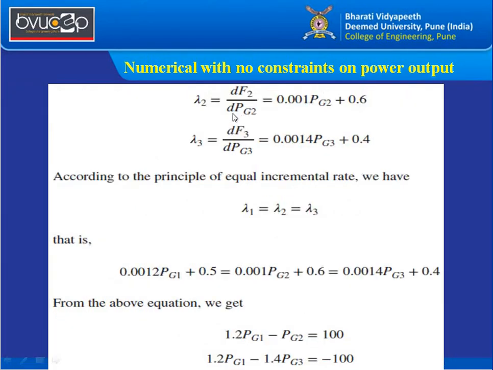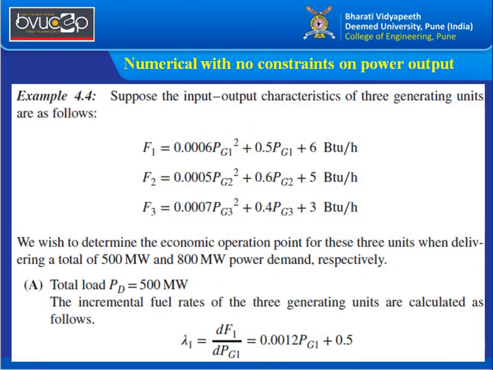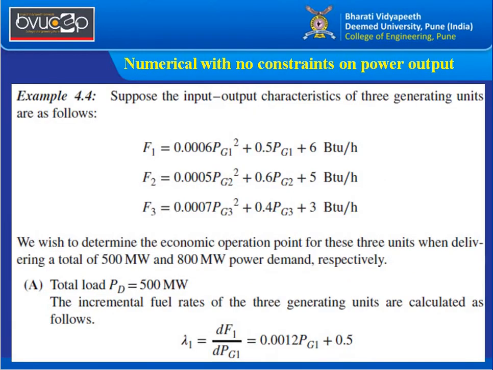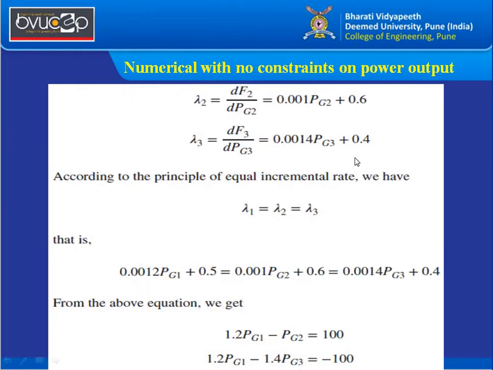Similarly, for the second generator, the incremental multiplier lambda 2 will be equal to df2 by dpg2, so it becomes the derivative of 0.0005 pg2 square plus 0.6 pg2. This term is constant, so its derivative will be 0, so it will be 0.001 pg2 plus 0.6. Similarly for lambda 3, it will be 0.0014 pg3 plus 0.4. Now as we have studied in the equal incremental rate, we have to equate lambda 1 equal to lambda 2 equal to lambda 3.